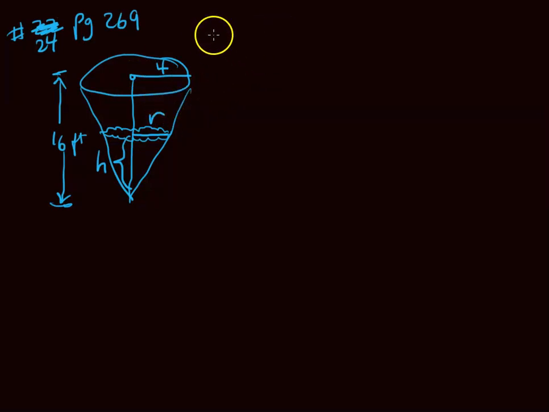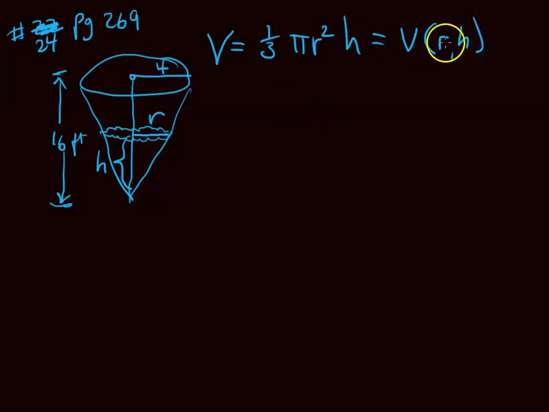So, what is the volume of a right circular cone? Well, it's 1/3 times the area of the base, pi r squared, times the height, h. This is really V of r, h. It's this function V in terms of 2 variables. We don't want 2 variables. We want V of h. So we want to get r out of there. Well, how do we do that?